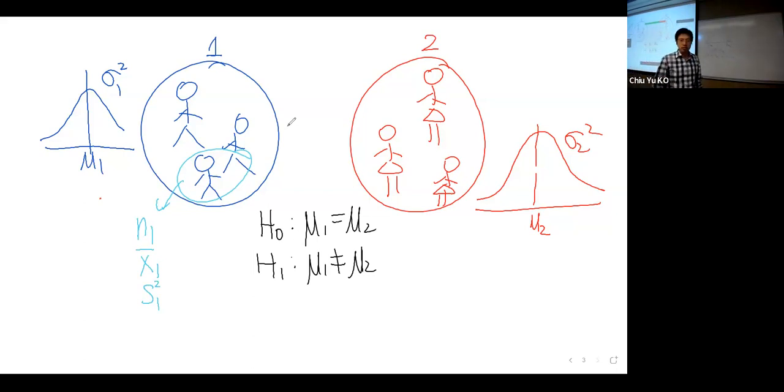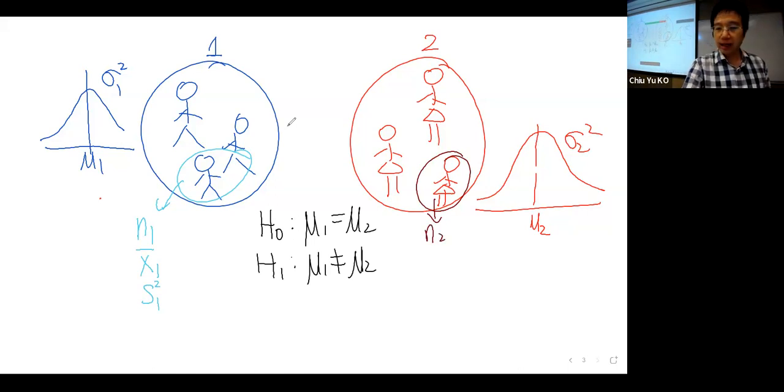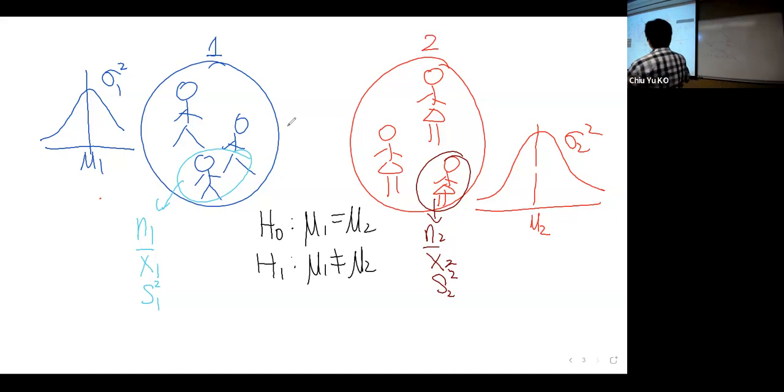Look at girls. I cannot talk to every single girl. I talk to some of the girls. How many girls I got? N2 girls. What's the average they wanted to spend? X2 bar. What's the variance of that? S2 squared. Okay. Now we look at these numbers. Can they help us make the judgment? And how do we do that?